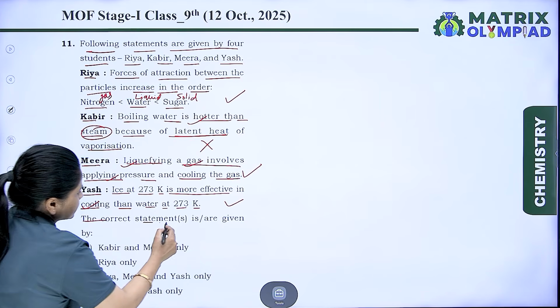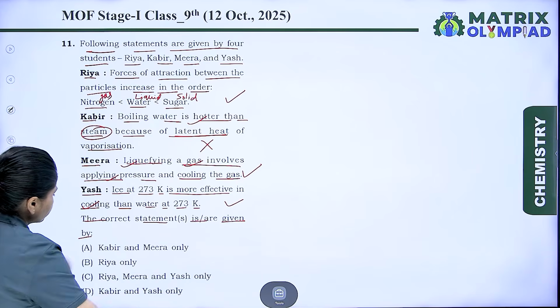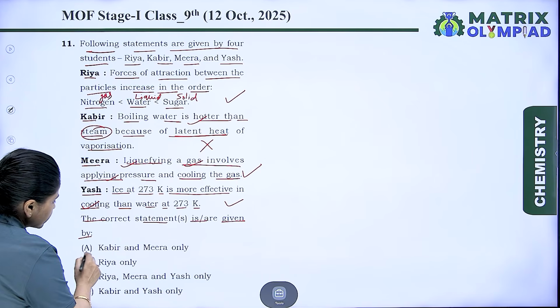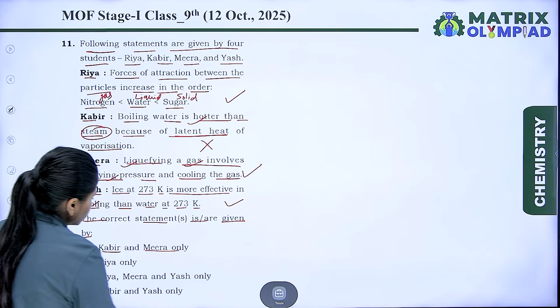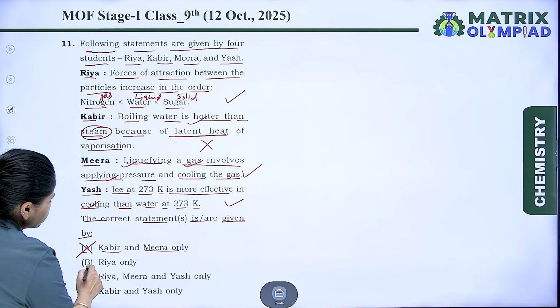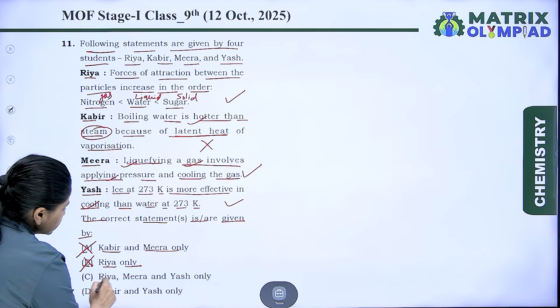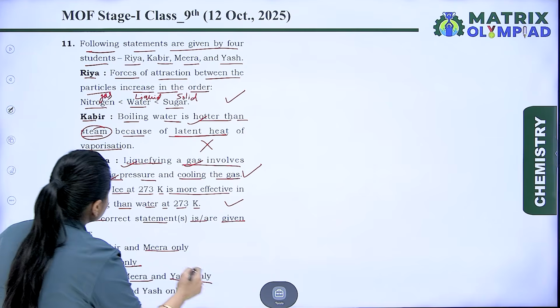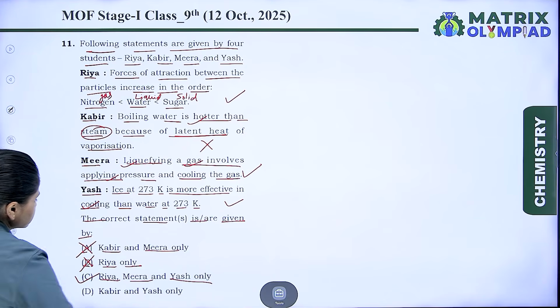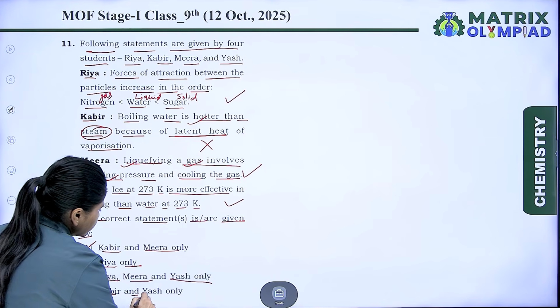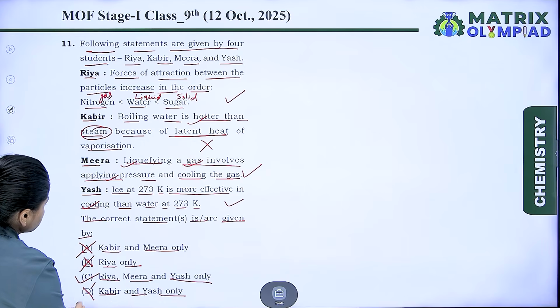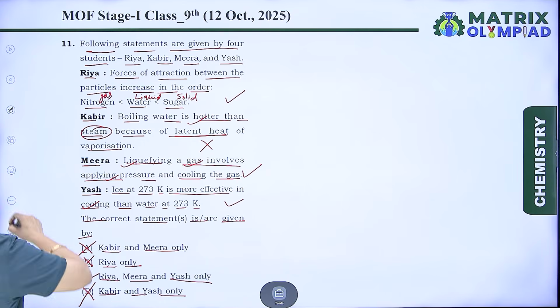The correct statements are given by whom? Let's check the options. A. Kabir and Meera only. No, this is wrong. B. Riya only. No, this is again wrong. C. Riya, Meera and Yash only. Yes, this is correct. D. Kabir and Yash only. No, this is wrong.